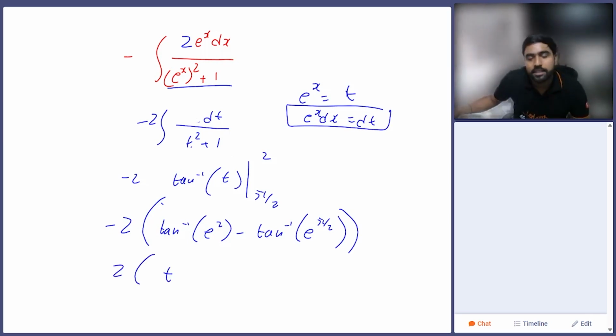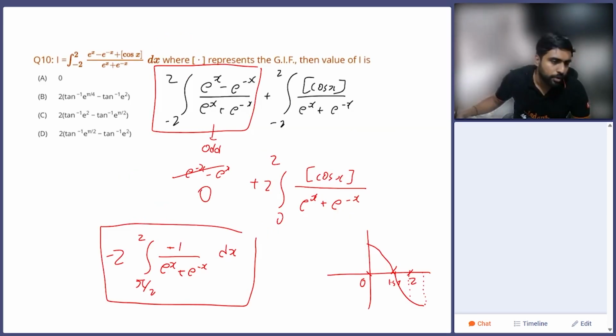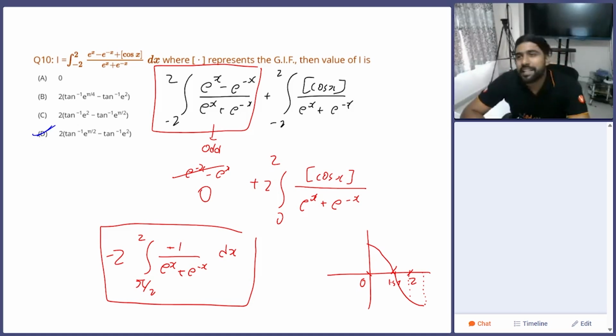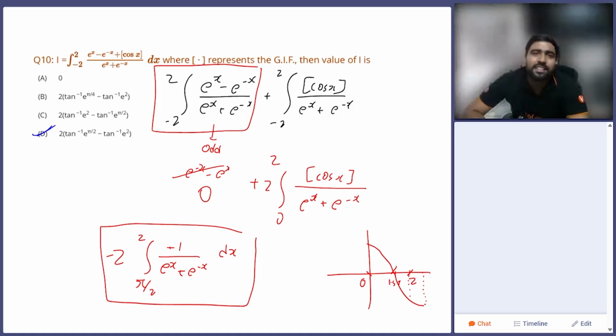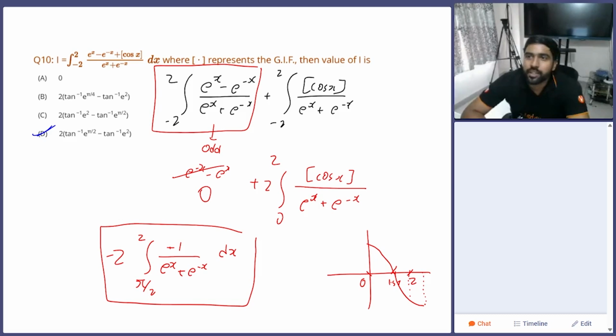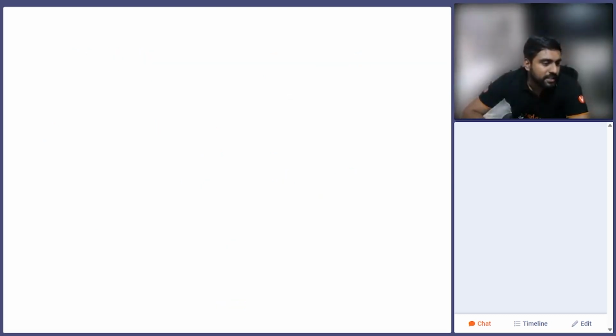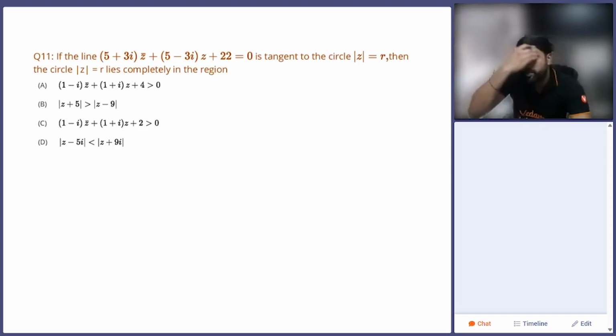You can even take that minus inside and write this as tan inverse of e power pi by 2 minus tan inverse of e square, which is, I believe, your option D, which is the answer for this question. Pretty easy, a basic manipulation question, nothing else over here, straightforward and simple. Hope the idea is clear. Let's move on. All right, what do we have now?